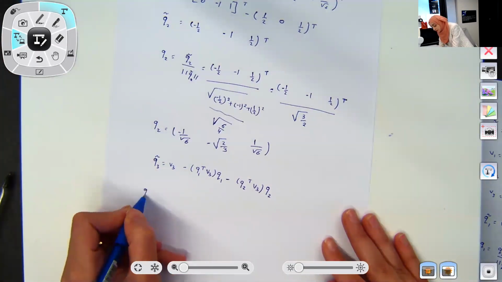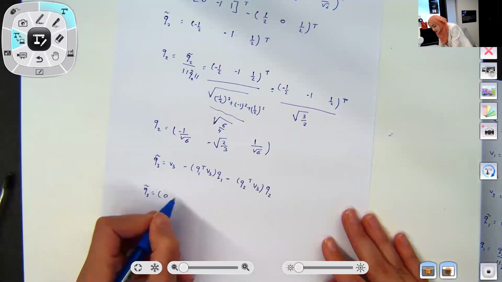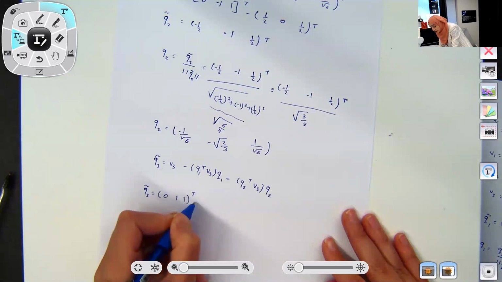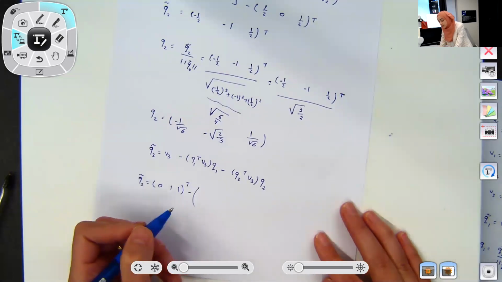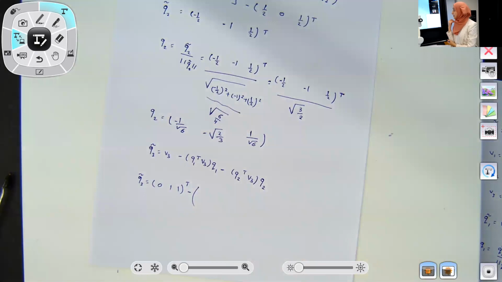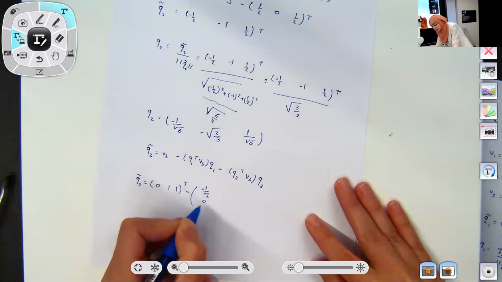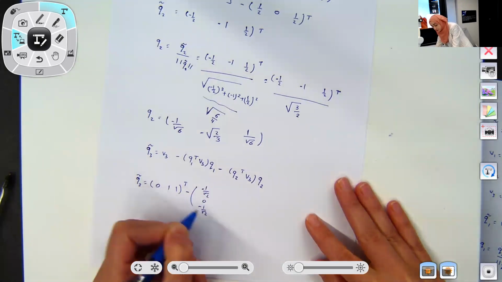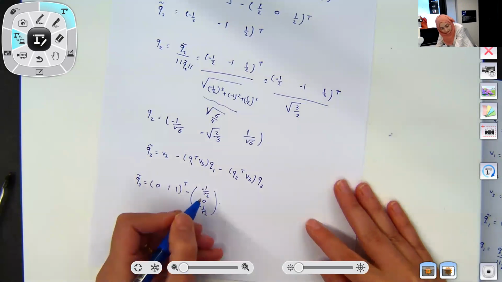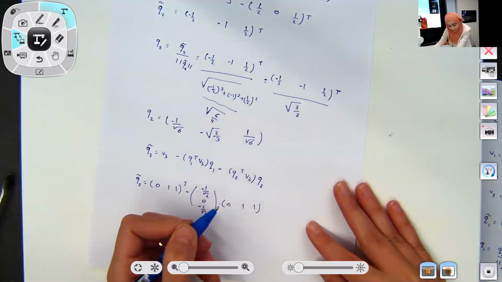So the value of Q3 tilde equals V3, which equals 0, 1, 1 transpose, minus, we need to find here an inner product between Q1 transpose and V3. The value of Q1, which we found at the beginning, equals minus 1 over the square root of 2, 0, and minus 1 over the square root of 2. This is the inner product with 0, 1, and 1. Okay?